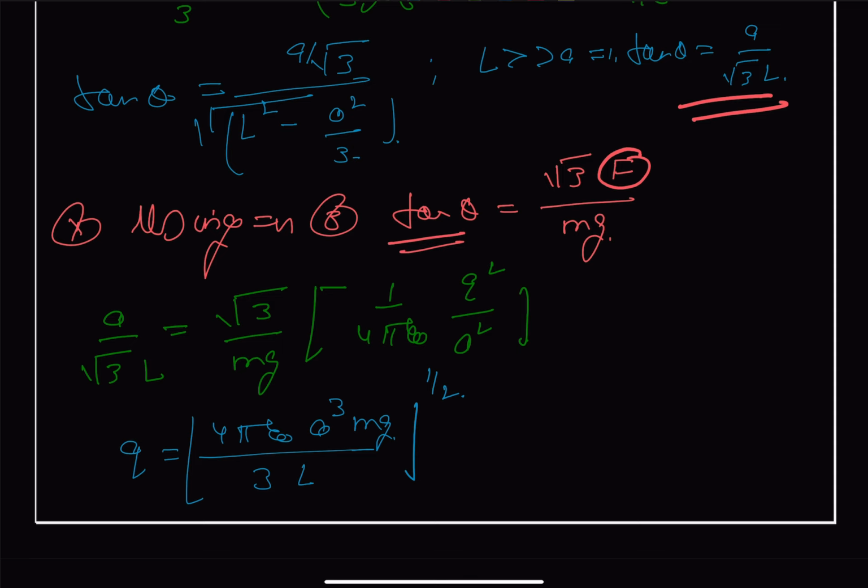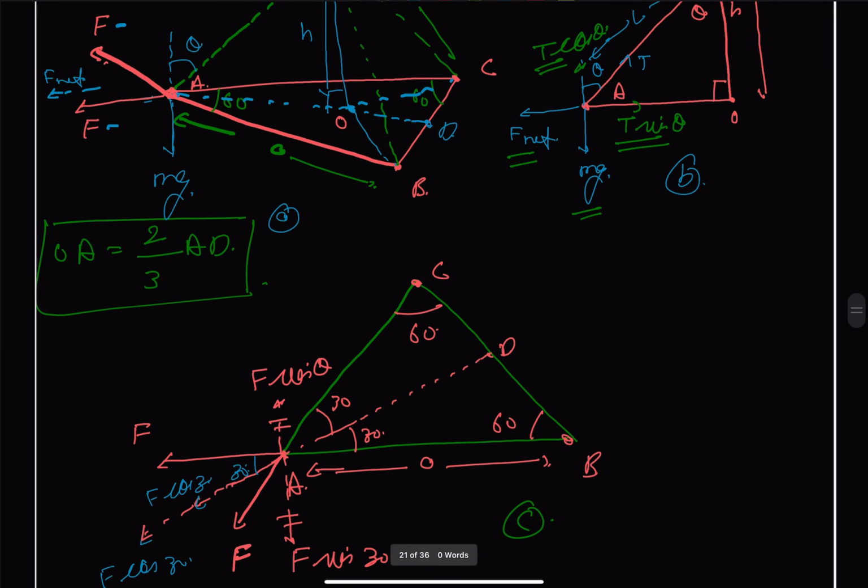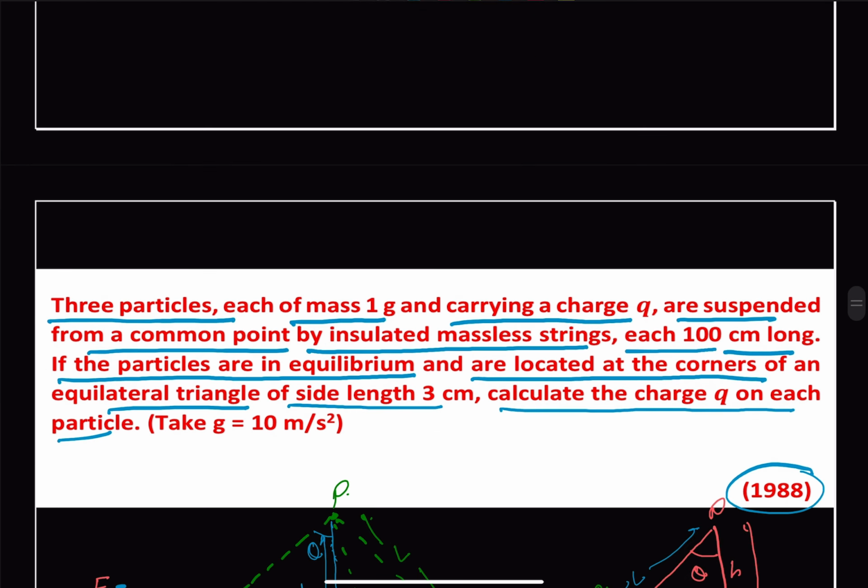And all the values are given to us. So we simply substitute the values and we can get the answer. So we get 9 into 10 to the power 9 multiplied by 3, and length is given to us as 100 centimeter, and triangle length is given as 3 centimeter.